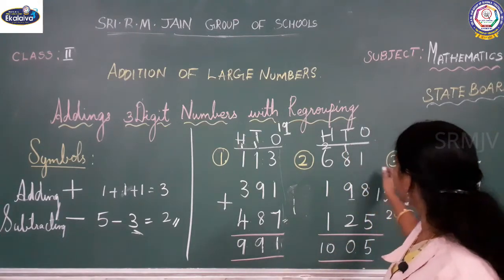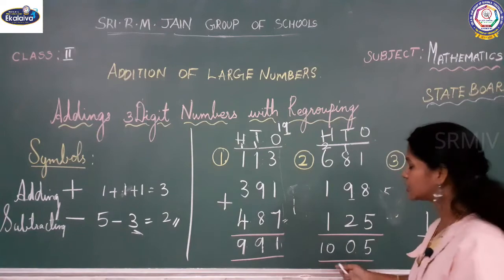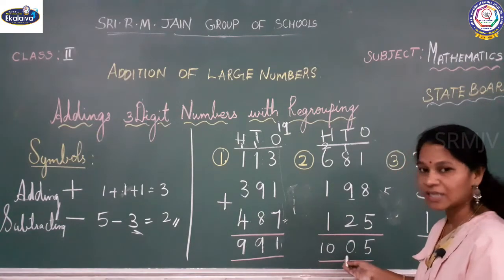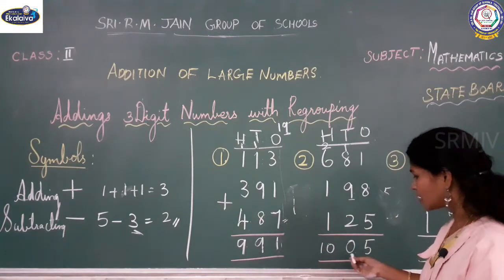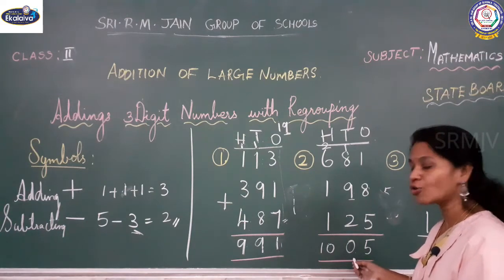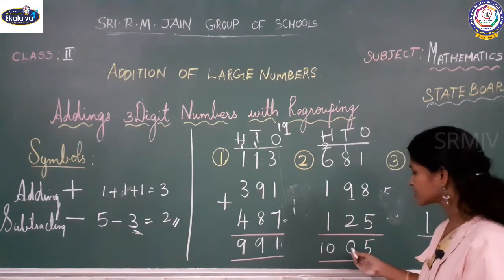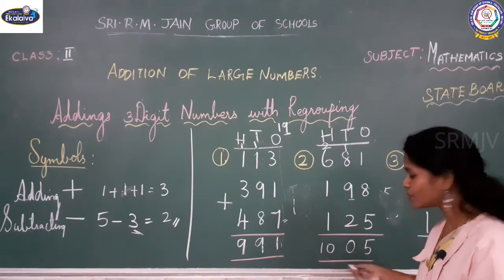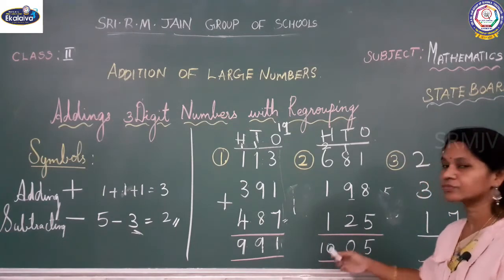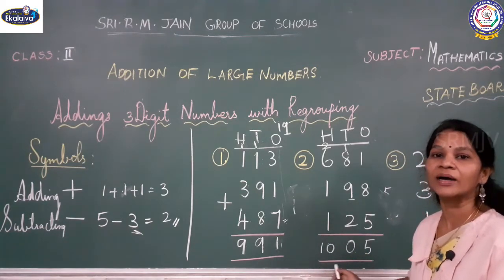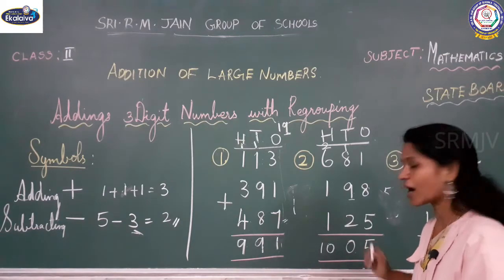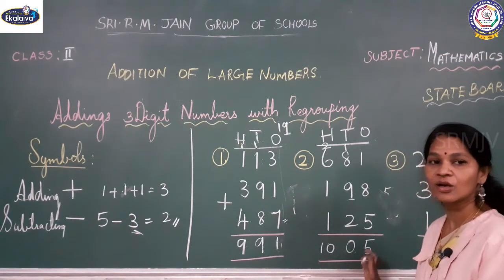10. And then, see what is the answer for this? What is the answer for this? 105? No. Then 1005? No. What is this? What number is this? You tell me. 1005. The answer is 1005.